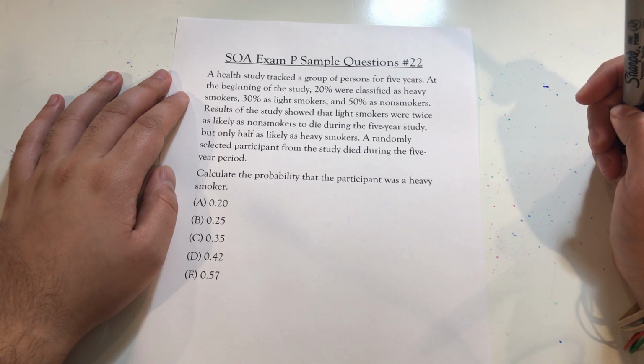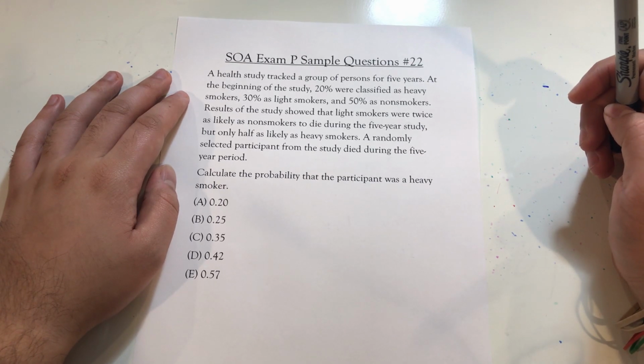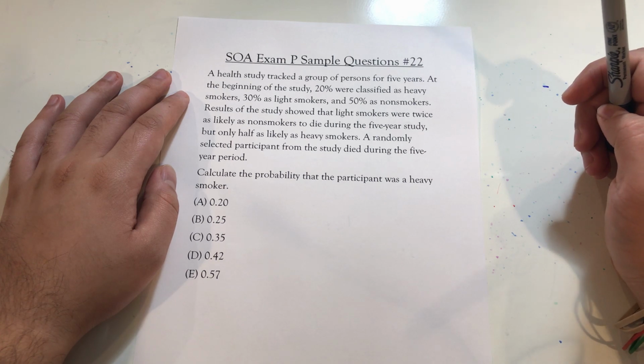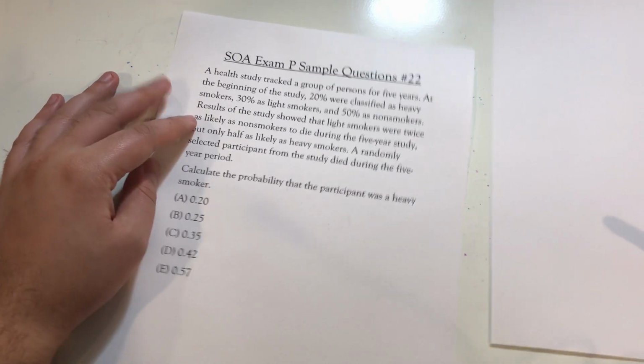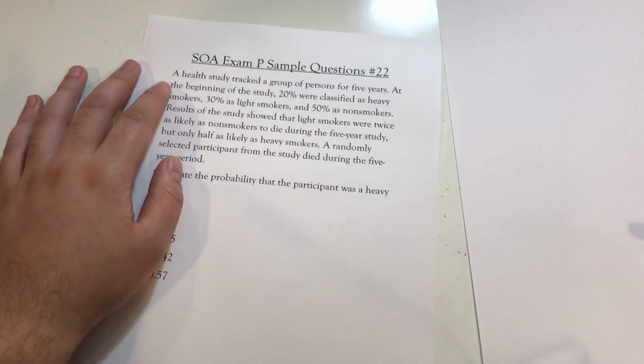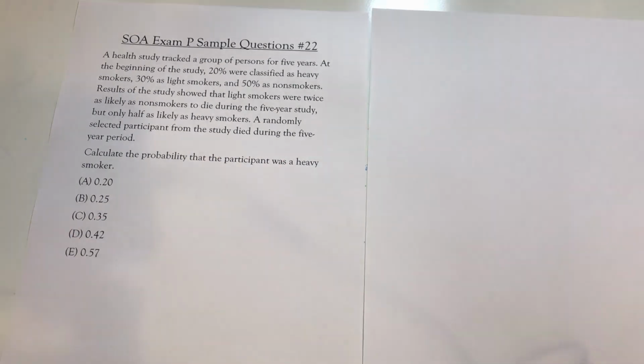A randomly selected participant from the study died during the 5-year period. Calculate the probability that a participant was a heavy smoker. All right, so first thing I like to do in any problem is let's see if we can visualize it with a picture, and let's list down our givens.